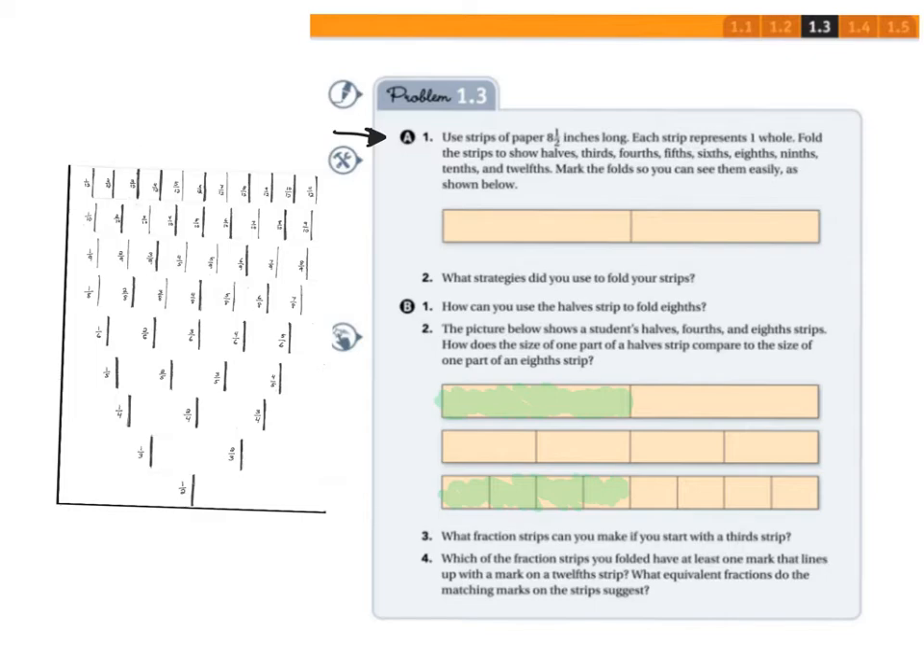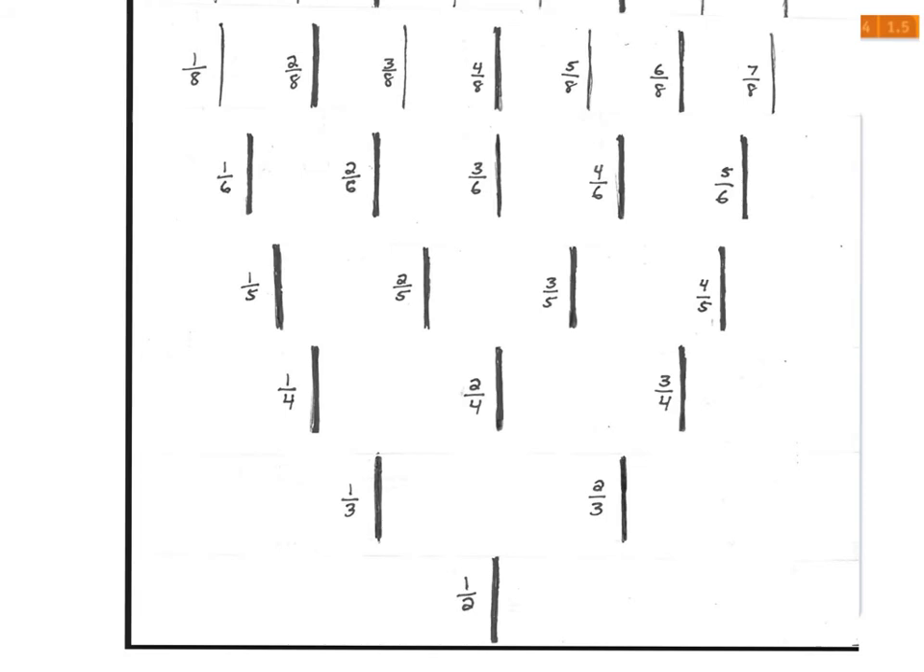If you look at the third strip, think about the third strip, 1, 2, 3 equal parts. If you take the third strip and you chop each of these in half, I'm just going to do this half, half, half.